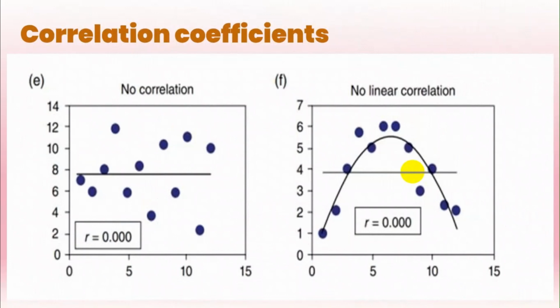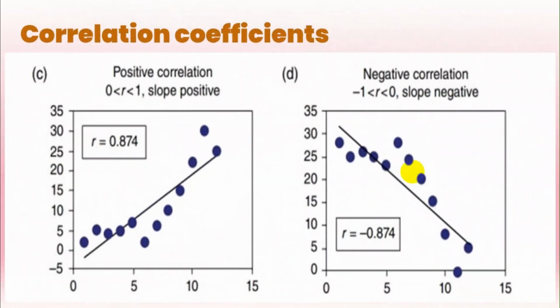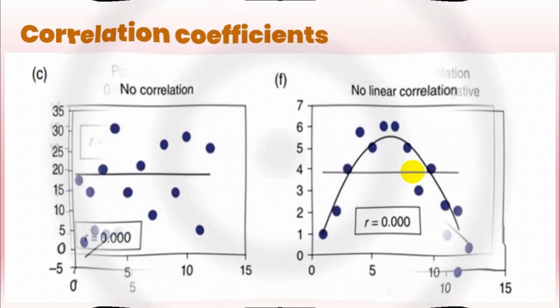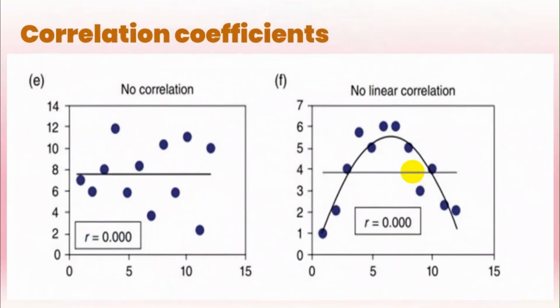You can see the difference between picture C and picture D. In picture C, R equals 0.874, and in picture D, R equals -0.874. Similarly, in picture E, there is no correlation, and R equals 0. In picture F, no linear correlation, R equals 0.